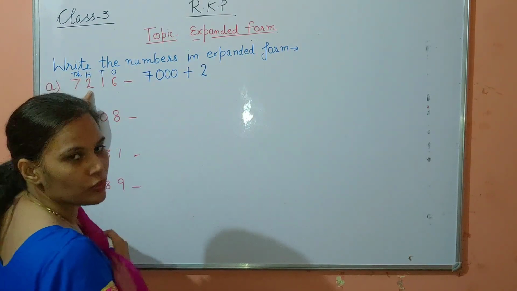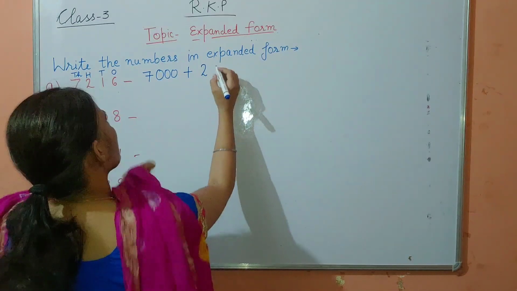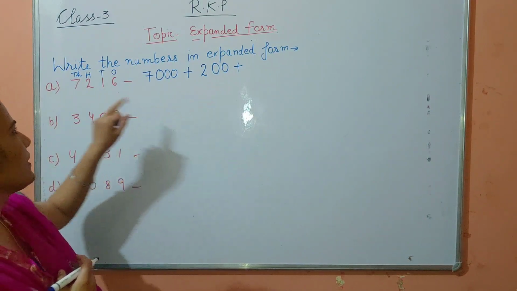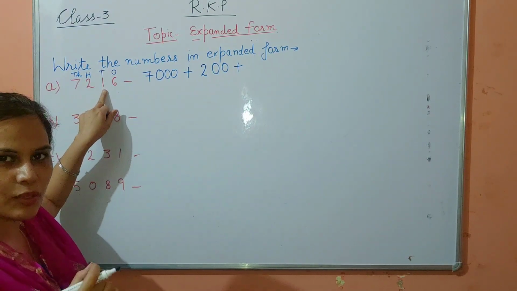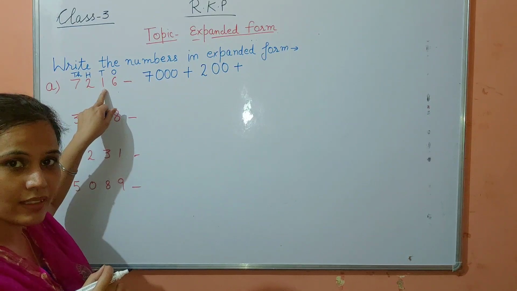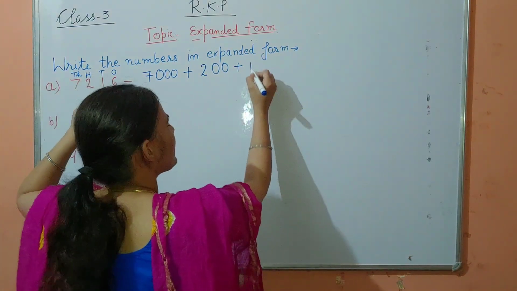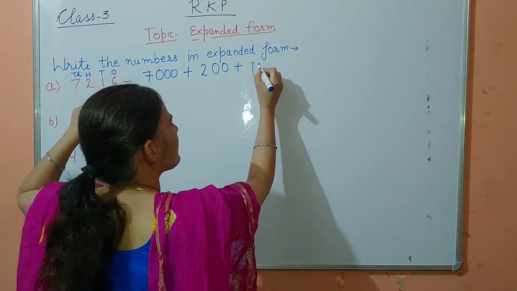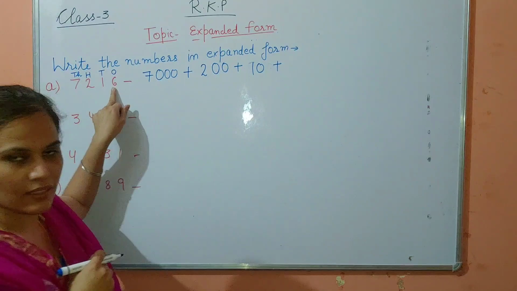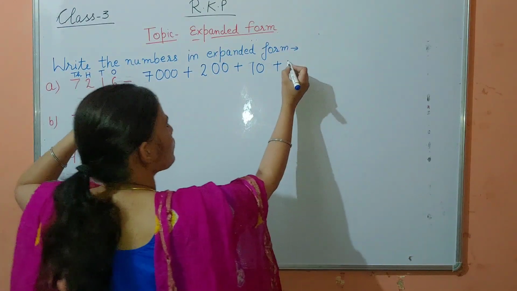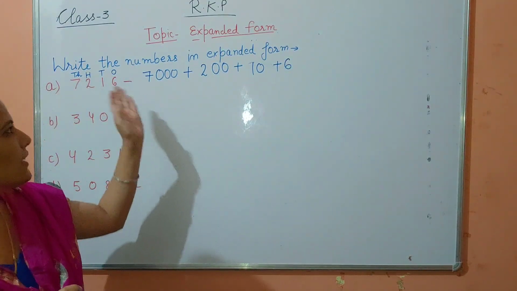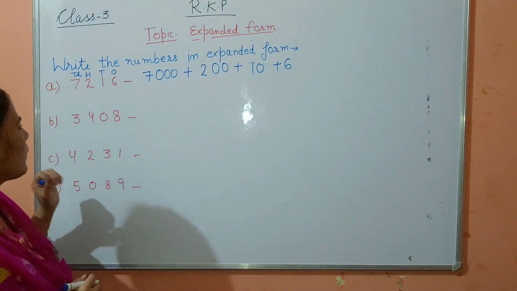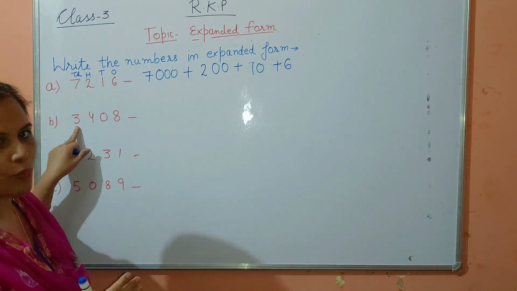When you multiply 2 with 100, then 2 zeros will come behind the 2. Now put another addition sign. 1, which number will multiply at the tens place? 10. 1 into 10, directly multiply it, put 10, plus 6. 6 into 1 is 6. So you will write directly in its expanded form. Okay. Now let's take another example.